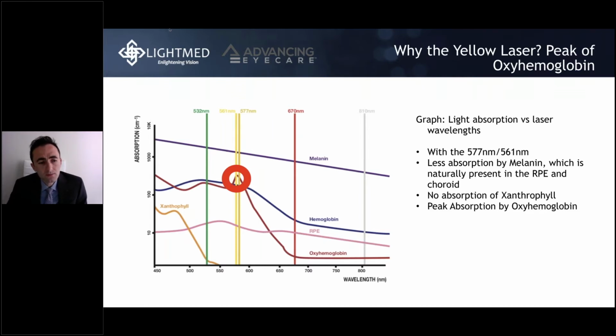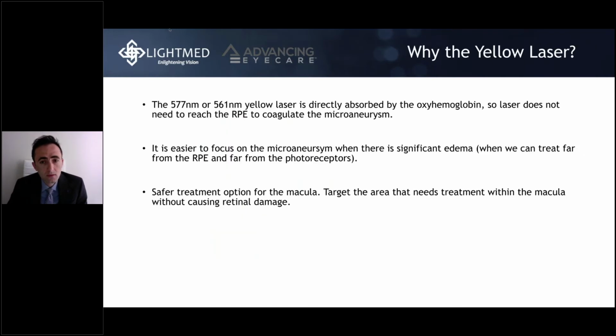So again, just a quick repeat of this graph where you can see the peak of the absorption by the oxyhemoglobin when you look at the yellow laser wavelengths, the 561 and the 577. And you can see how it's sparing the xanthophyll, which is a protective pigment within the macula. So it's easier to focus on the microaneurysm when there is significant edema when you are using the yellow laser, because of this peak of absorption by the oxyhemoglobin.